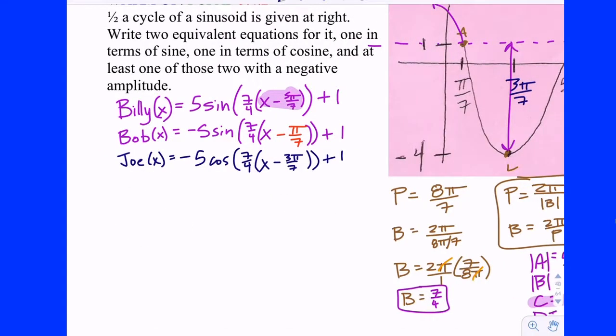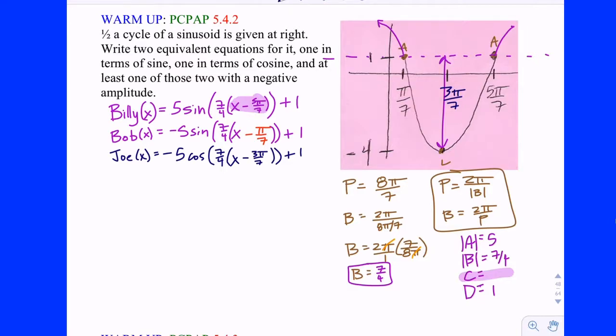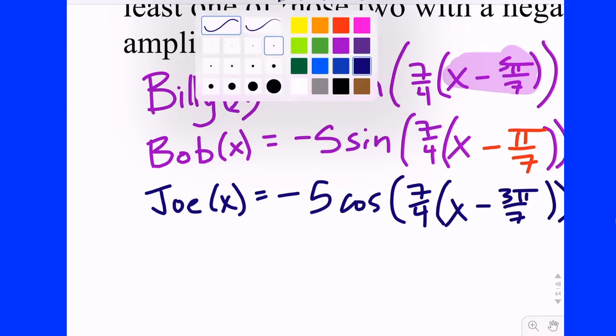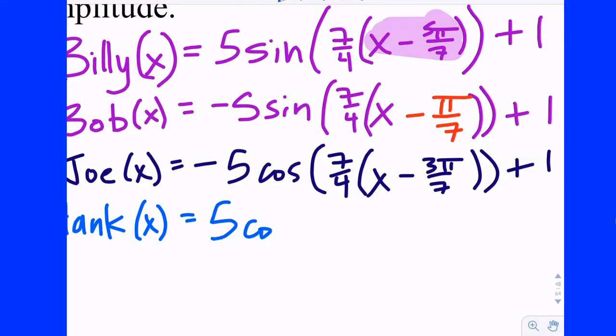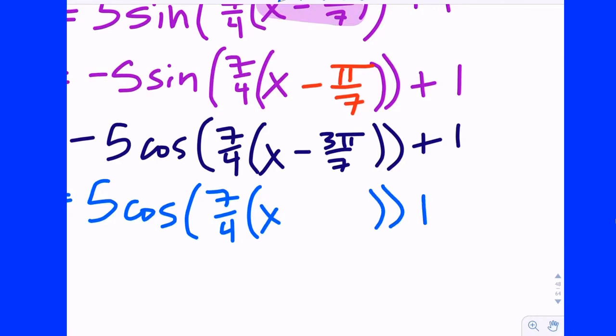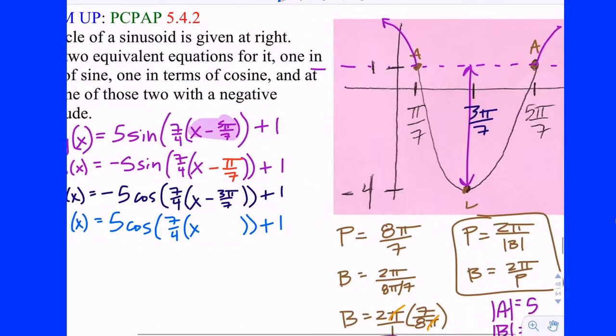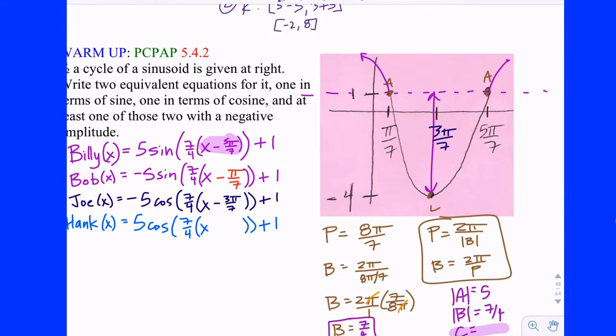Now, just to be thorough, let's go ahead and write one for positive cosine. What name could we give to positive cosine? Hank. Hank of X. Positive 5 cosine, parentheses, 7/4, parentheses, x, plus or minus something, plus 1. Positive cosine needs to start at a high point. Where would a high point be?